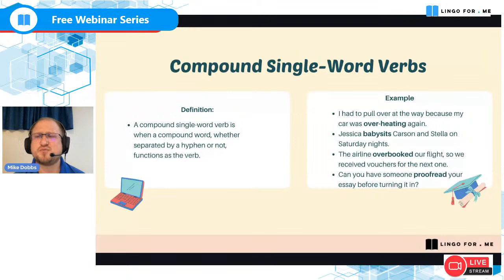So: I had to pull over all the way. I'm sorry, I had to pull over on the way because my car was overheating again. So the compound again is bold. It's highlighted here. Over and heating, we put them together. That means it was getting too hot.